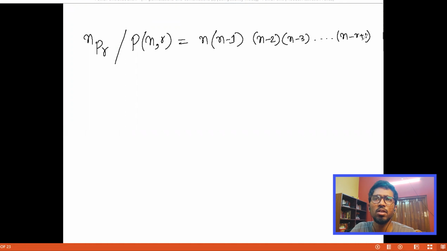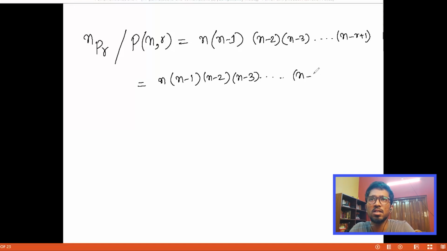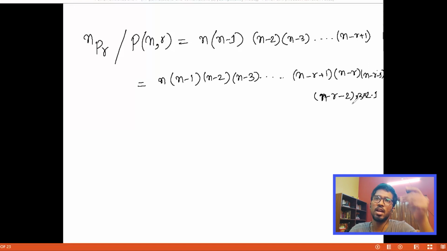We'll use the idea of factorial here. So here I can write the same thing as n into n minus 1 into n minus 2 into n minus 3 dot dot dot n minus r plus 1. Can I write next n minus r into n minus r minus 1 into n minus r minus 2, like this up to 3 2 1? Yes, we can write this.